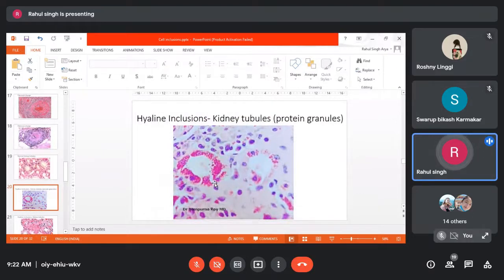Now here the kidney is showing the presence of protein inclusions in the cytoplasm of PCT. You can see the cytoplasm of the cell is showing presence of red dots here. Red dots here also. This is more clear. You can see nucleus and cytoplasm contains red dots. You can see here also. These are the protein inclusions, or hyaline protein inclusions, in the kidney tubules.